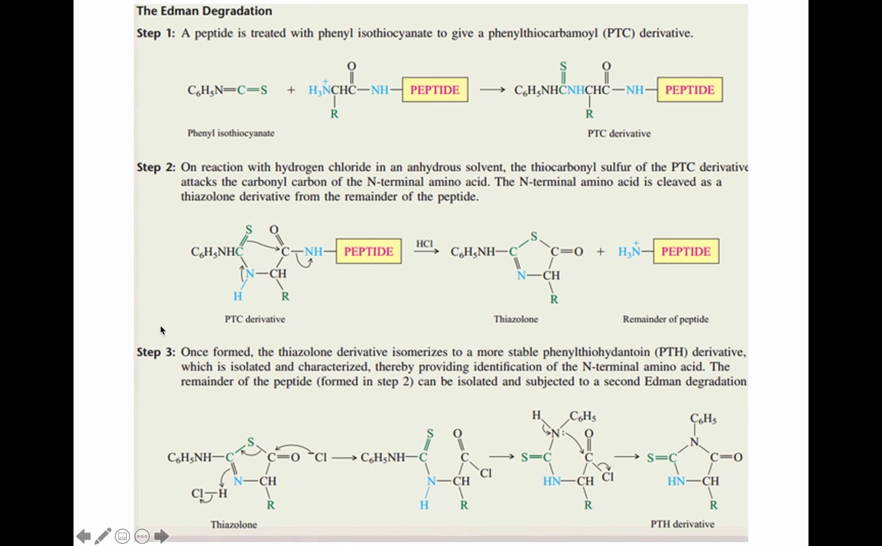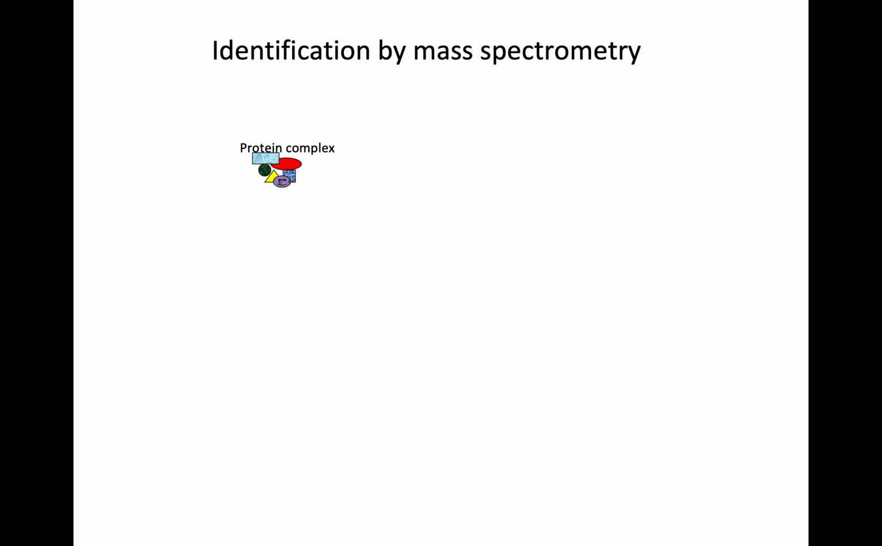In the third step, once these two are formed, the thiazolone derivative isomerizes to a more stable PTH, or phenylthiohydantoin, derivative, which is isolated and characterized, and this provides the identification of the N-terminal amino acid. The remainder of the peptide formed in step 2 can be isolated and subjected to a second Edman degradation. You do the same thing over and over again. So it's a very lengthy procedure and not very accurate, which is why we have mass spectrometry nowadays.